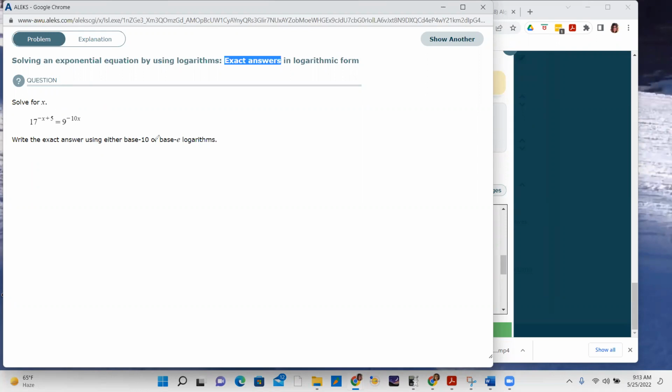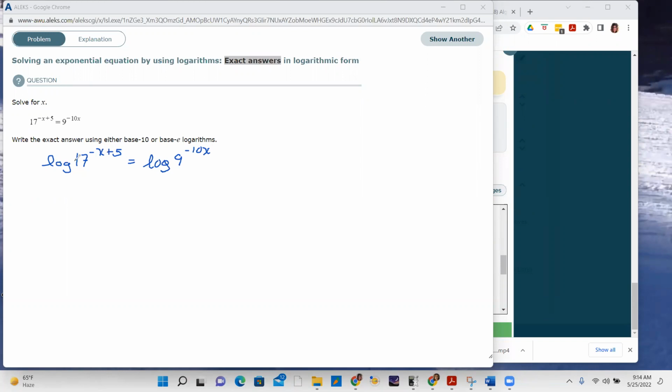Well, it says you can either use base 10 or base e, the natural log. Again, I just tend to use the common log, unless there's an e. So take the log of both sides, and then use the power property and bring the power down in front.